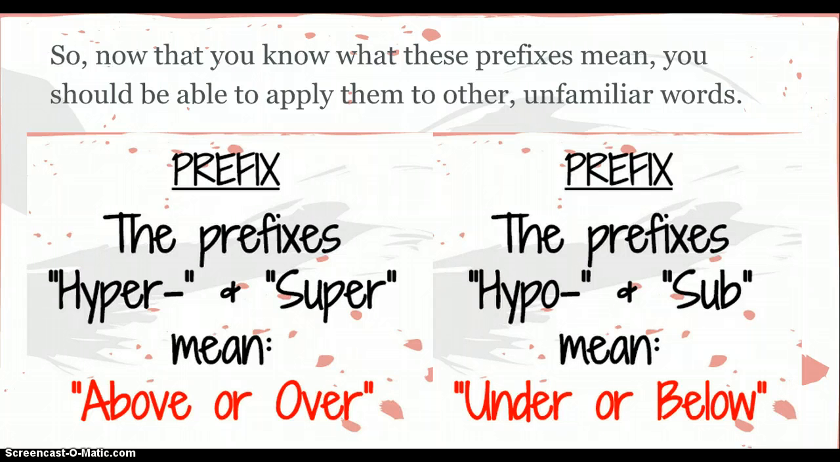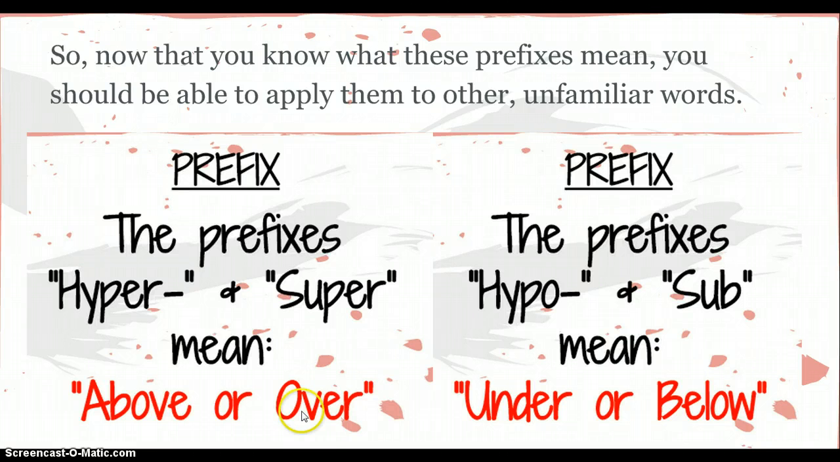So what you do is you get a word, and if it has one of these prefixes at the beginning of it, you divide it, you cut it off where the prefix ends, and then you look at what is left. And if you know what the prefix means and you know what the other part of it means, then when you put it together, you basically know what that word means.